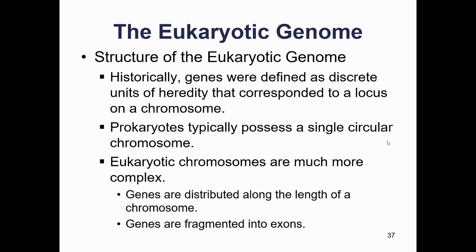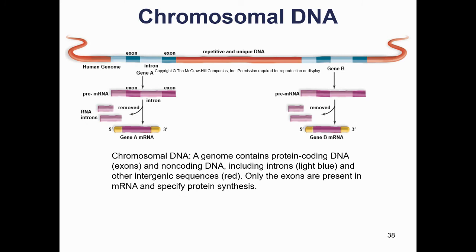Historically, we thought of genes as a specific discrete unit of heredity. So what we just learned as we went through our unit on DNA and the expression and inheritance of genes. Prokaryotes typically have a single circular chromosome with their genes. In eukaryotes, we have multiple thread-like chromosomes with genes distributed along the length. And these are fragmented into exons. So the introns are what we considered the junk portion that are removed. Many of these code for RNA. And then we have these repetitive, unique sequences of DNA that we're figuring out what they do.